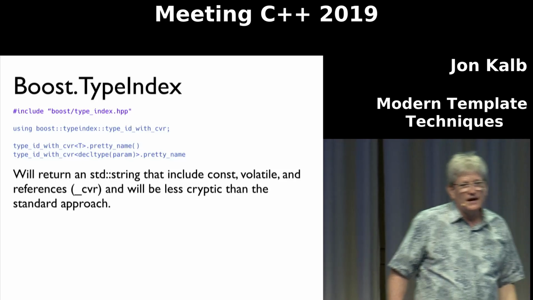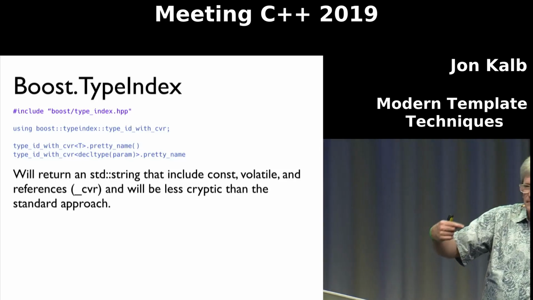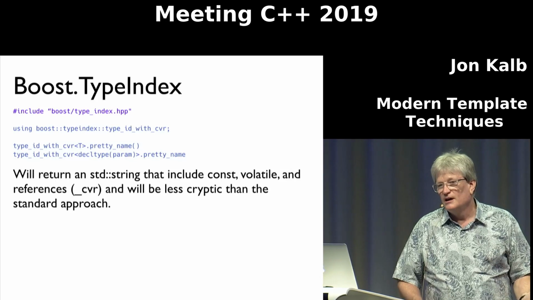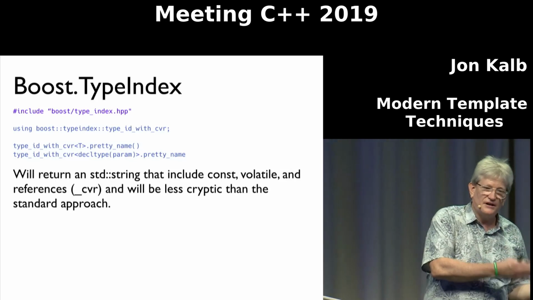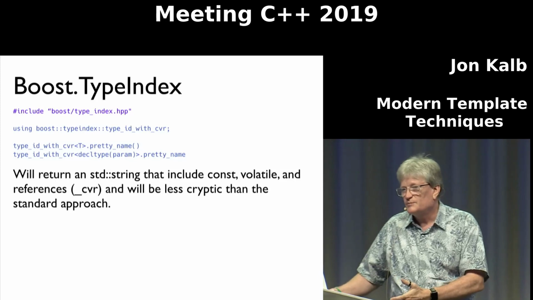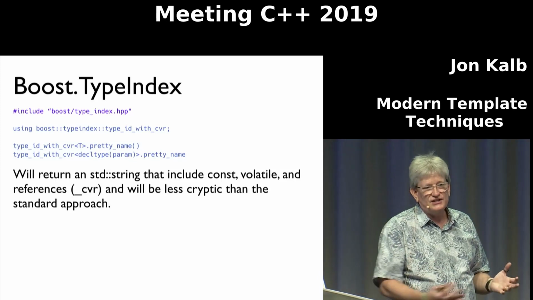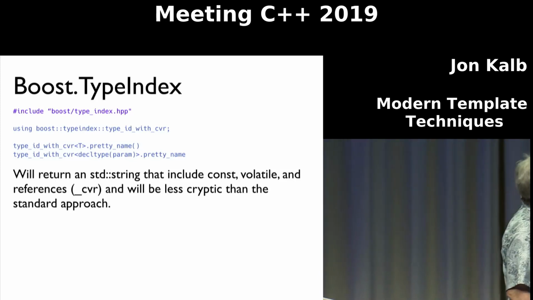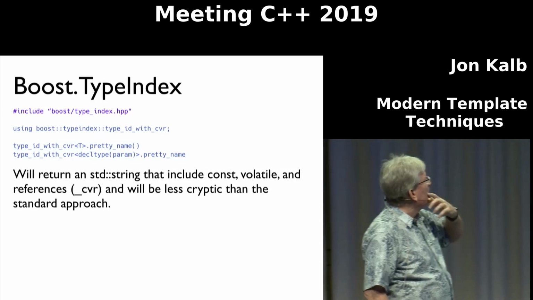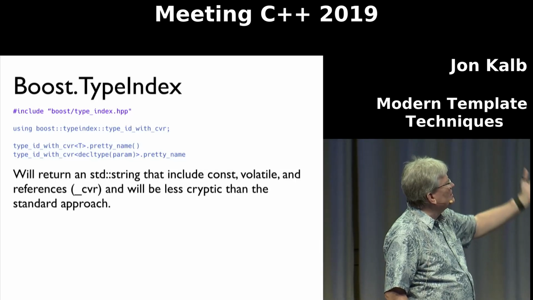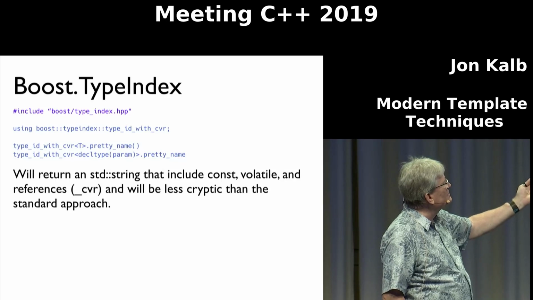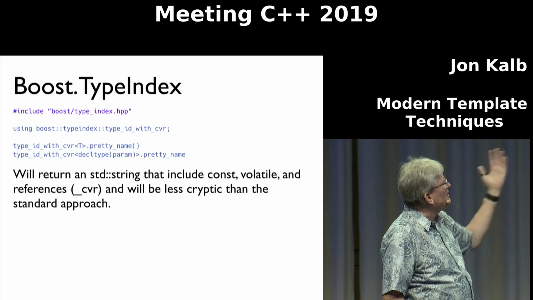And what does that mean? That means it unmangles the name. That means it's not portable. There has to be a different implementation of this library for each platform, or for each set of name mangling rules. But that now will return the name for us, and it will return it correct with const, volatile, reference, and it won't have this cryptic mangled name.